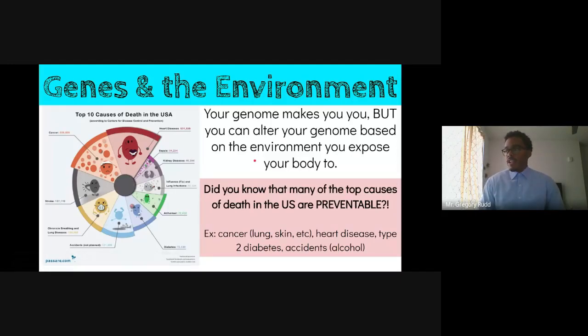What we're getting at is that your genome makes you who you are, but your genome can be altered by the environment and by what your body is exposed to. Because of this, many of the top causes of death here in the United States are preventable. For example, many types of cancer, and heart disease is the number one cause of death in the United States, and often heart disease is preventable as well.